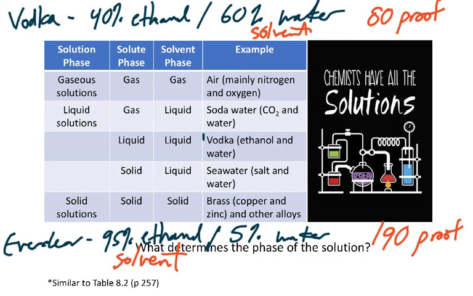The other type of solution would be solid, solid. Brass, other alloys are good examples of that. So I covered up the question here, but what determines the phase of the solution? The solution phase is based on the solvent phase. And that makes sense too, because that's the major component. So most of the solution is made up of that. And so whatever that is, that's kind of how we define the solution.